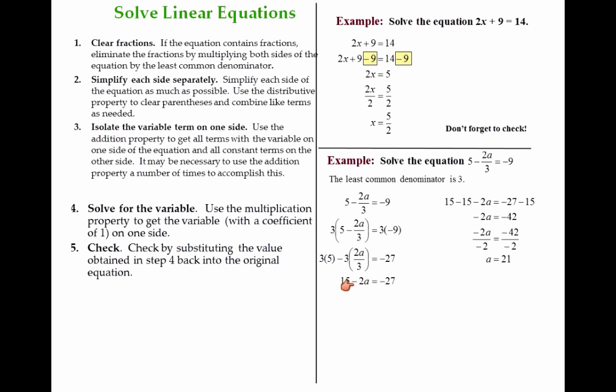So once you do that, now we need to isolate the variable. You need to eliminate 15. I'm going to subtract 15 from both sides of the equation. And then I need to eliminate this coefficient negative 2, so multiply both sides by the reciprocal of that, or divide both sides by negative 2. Then I can get a is equal to 21.